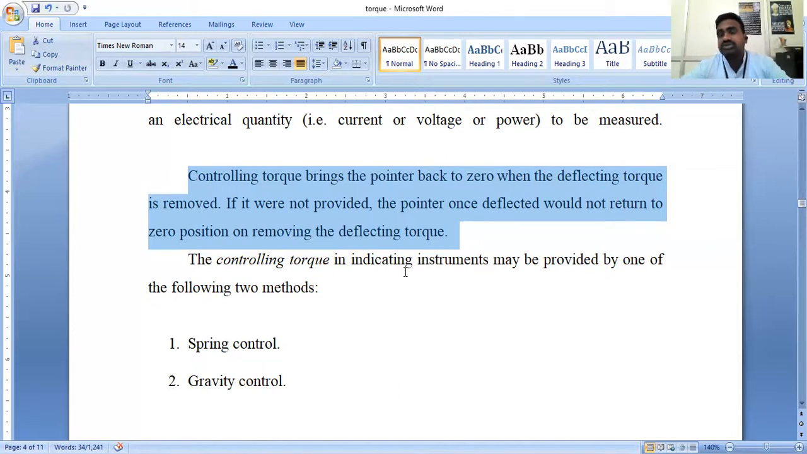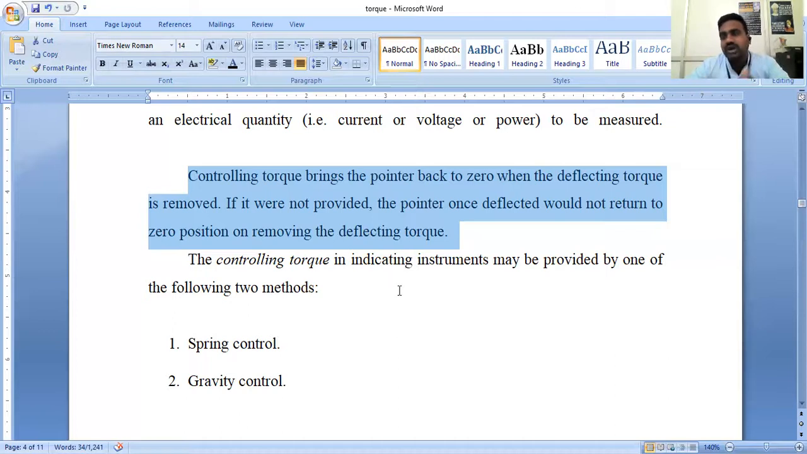Okay, so this is about the working principle of controlling torque. Controlling torque will produce two conditions. One is it will control the needle without improper deflections, and it will bring the needle back whenever the deflection torque is 0, that is, whenever the supply is 0. So the controlling torque is always equal to the deflecting torque. That is one of the important points.